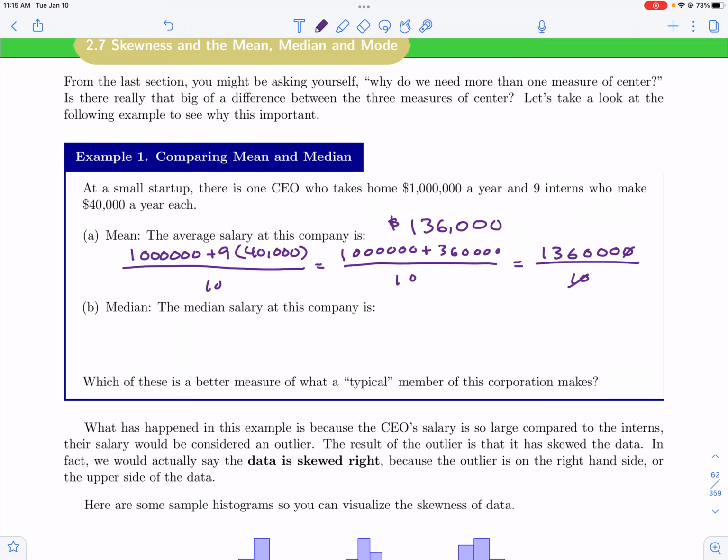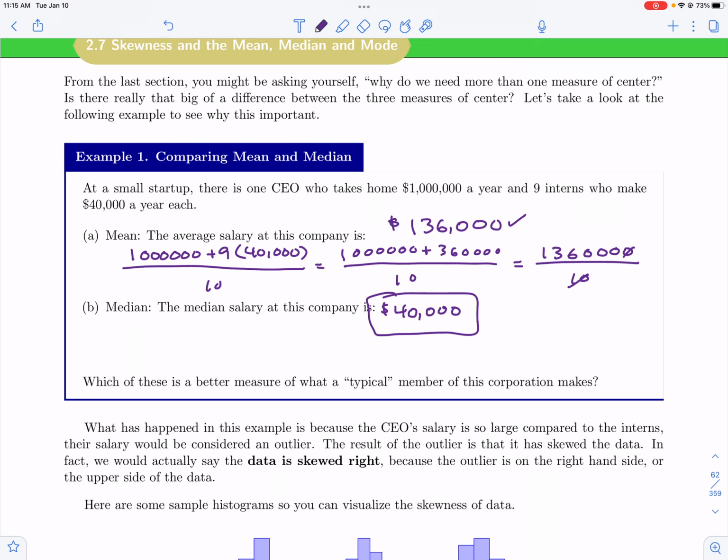$136,000. But now if we were looking at the median and we lined these up, we'd have 9 40,000s in a row, and then our 10th salary would be the 1 million. So our median for this company is just going to be 40,000. When we look at these, which one do we think is going to be more representative of the actual company and the set of data itself? Well, clearly the 40,000, since 90% of the employees actually make $40,000, is definitely going to be a better measure of the middle compared to this 136,000.